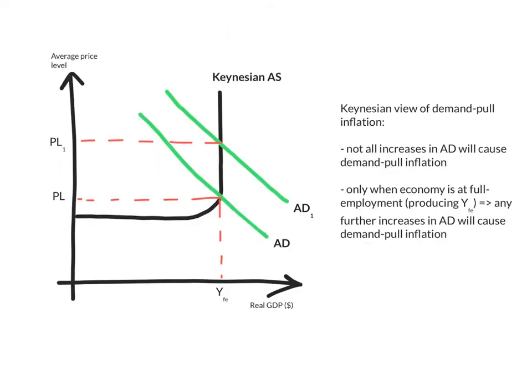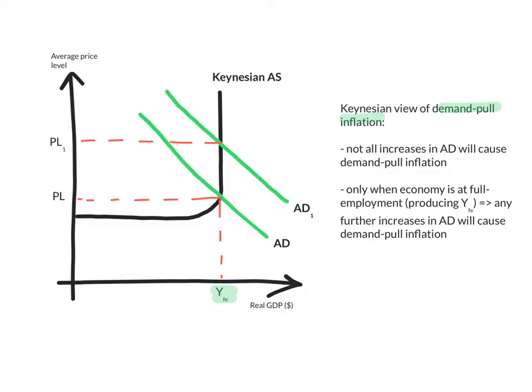The Keynesian economists, on the other hand, don't always agree. They believe that demand pull inflation will only occur if the economy is at full employment. So if there's spare capacity in the economy, any increase in aggregate demand will not cause demand pull inflation. If the economy is at full employment, then any increase in aggregate demand will cause inflation.